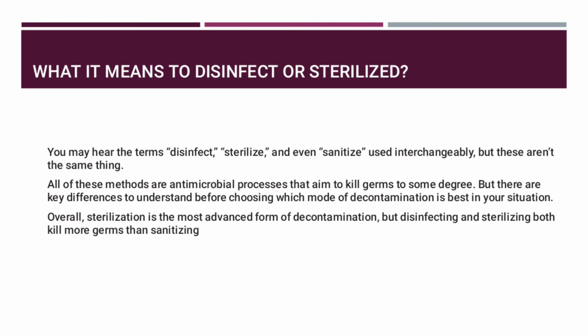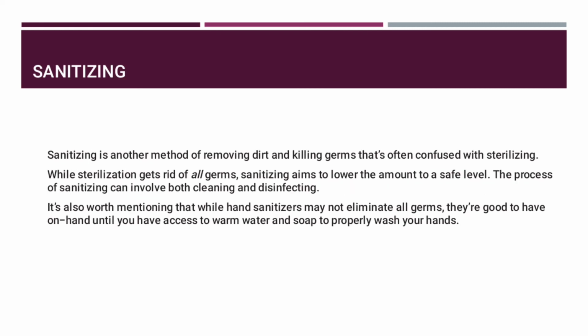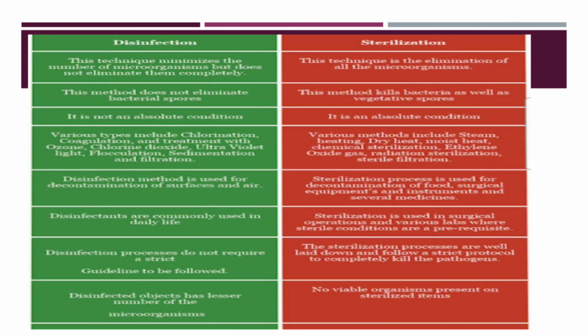Overall, sterilization is the most advanced form of decontamination, but disinfecting and sterilizing both kill more germs than sanitizing. Sanitizing is another method of removing dirt and killing germs that is often confused with sterilizing. While sterilization gets rid of all germs, sanitizing aims to lower the amount to a safe level. The process of sanitizing can involve both cleaning and disinfecting. While hand sanitizer may not eliminate all germs, it is good to have on hand until you have access to warm water and soap to properly wash your hands.